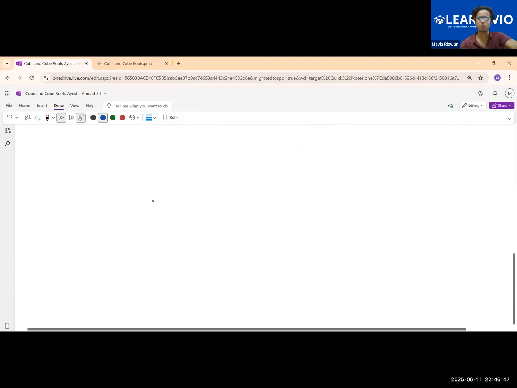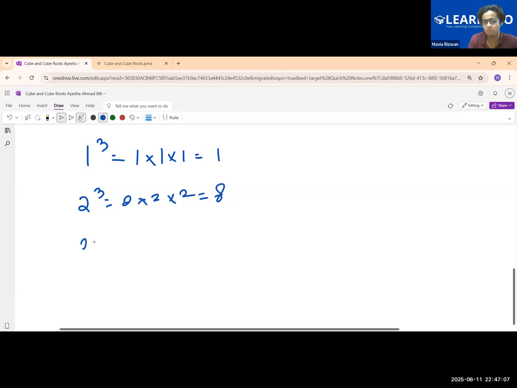How to find the cube of any number? Just multiply it by itself three times. If I start from 1, 1 cube means 1 into 1 into 1, which is 1. Got it? Directly multiply, there is no trick whatsoever. 2 cube means 2 into 2 into 2, that is 8. 3 cube means 3 into 3 into 3, that is 27.